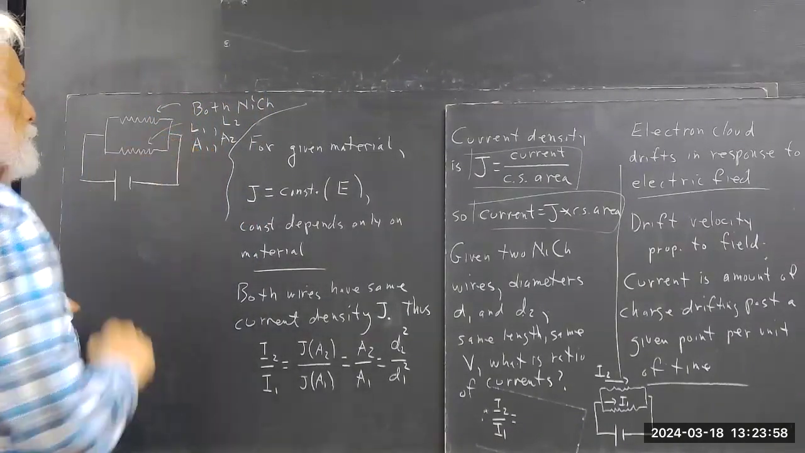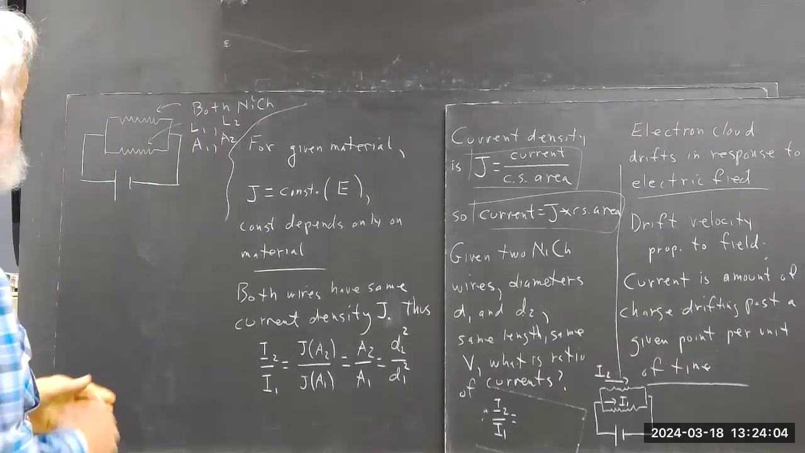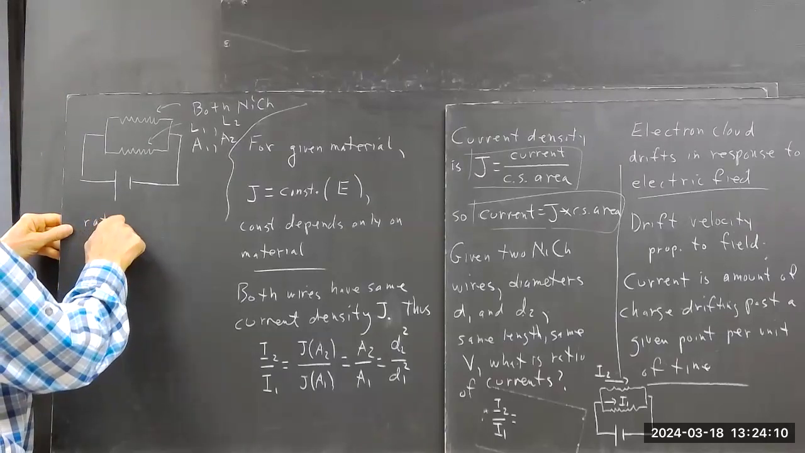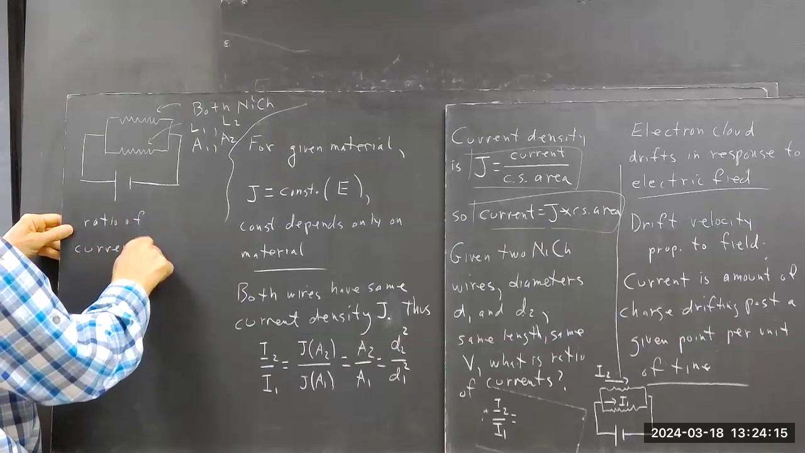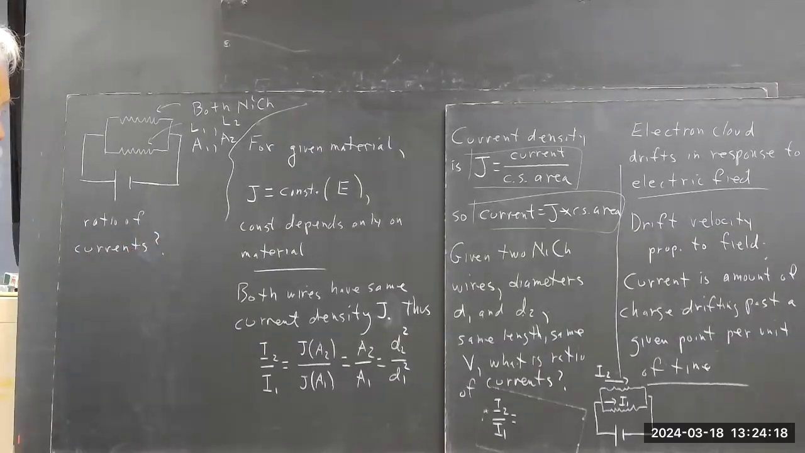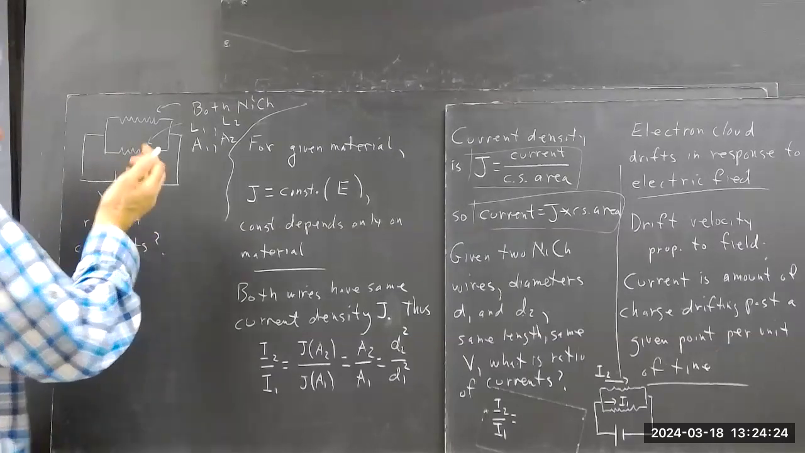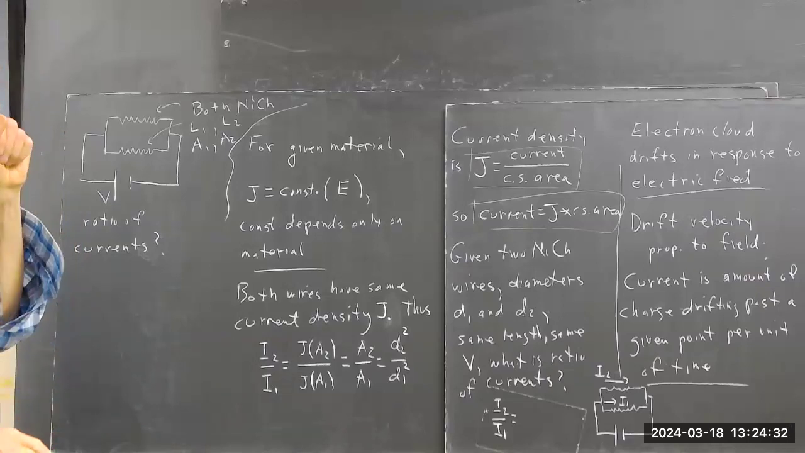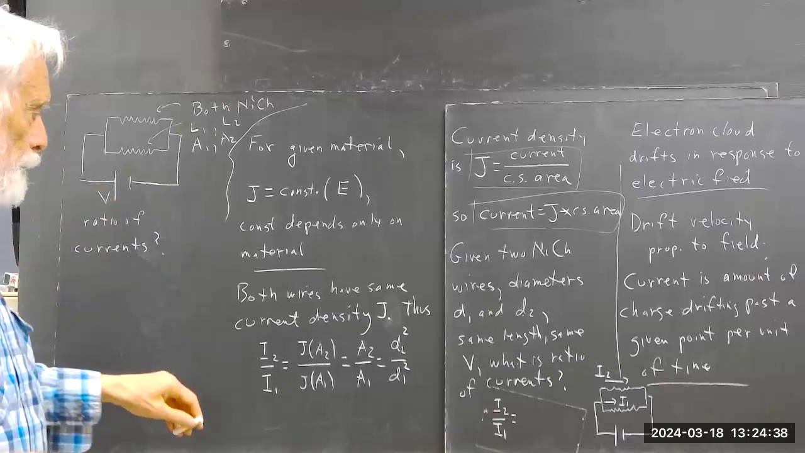These are both nichrome. Each has a length and each has an area. So what's the ratio of the currents? You have some source voltage, or some voltage across here, whatever that voltage is. How do you get the ratio of currents?